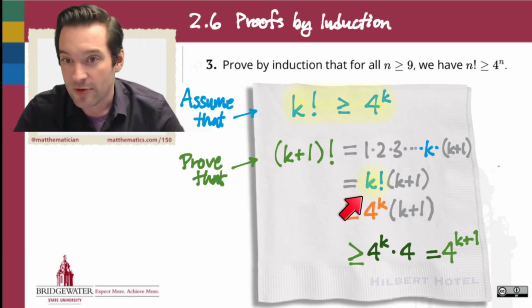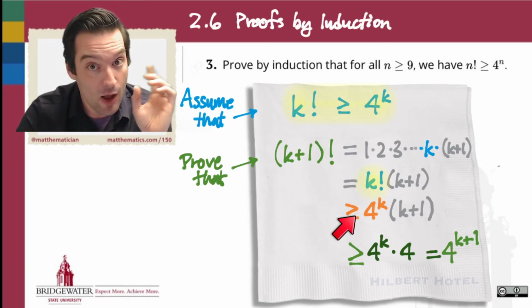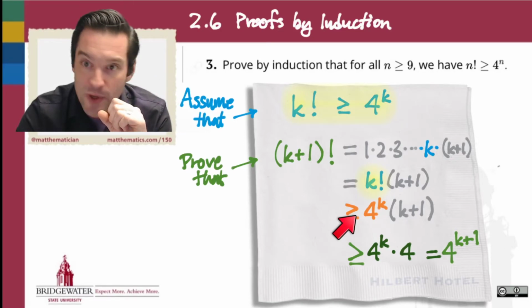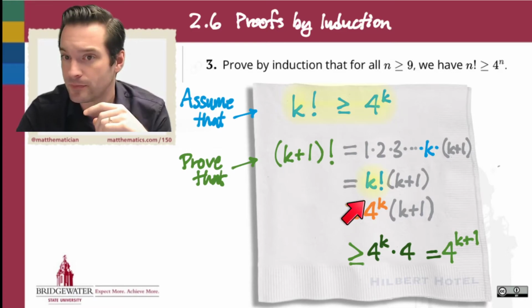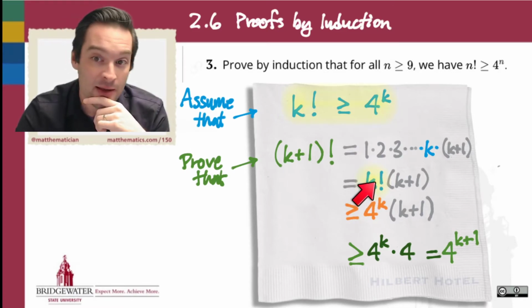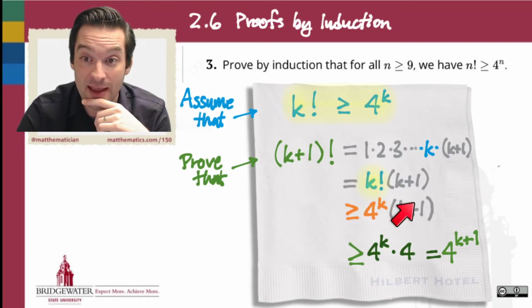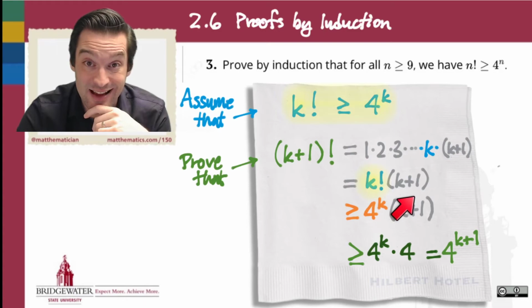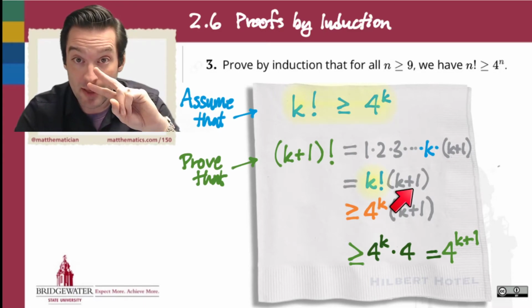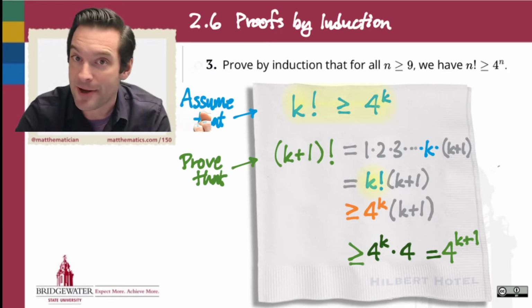I do want to pause here for just a moment because we're working with inequalities instead of equalities, and that always involves a little bit of extra care. We should make sure, for example, that knowing that k! is greater than or equal to 4^k will guarantee that k! times something is greater than or equal to 4^k times something. Because that's not always true for inequalities. Sometimes an inequality will end up switching itself around if I multiply or divide both sides by a certain quantity.